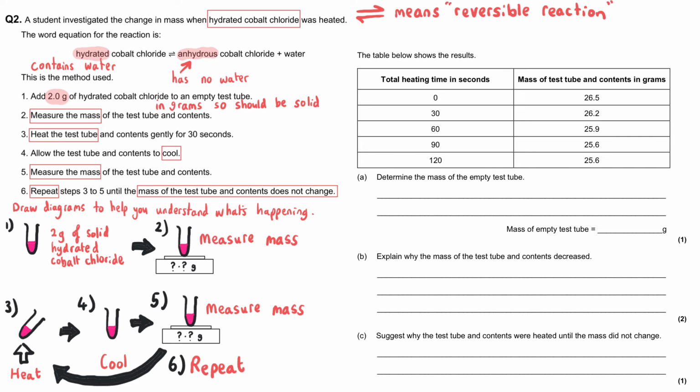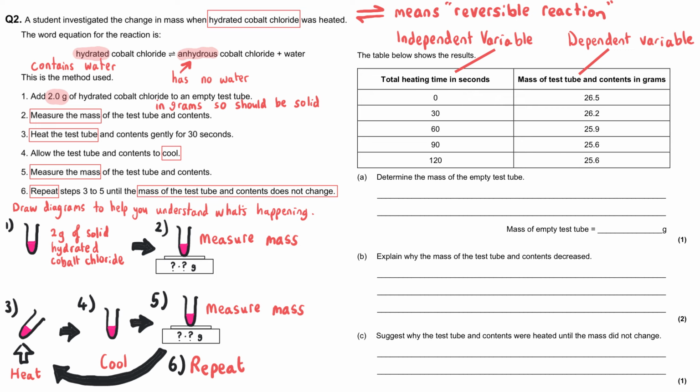And we're shown a table of results for somebody's experiment. You can see that the heating time is in the first column. That's effectively the independent variable, which always goes in the first column. This is measured in seconds. And the mass of the tube and contents is in grams. We're tracking this for 5 separate readings.